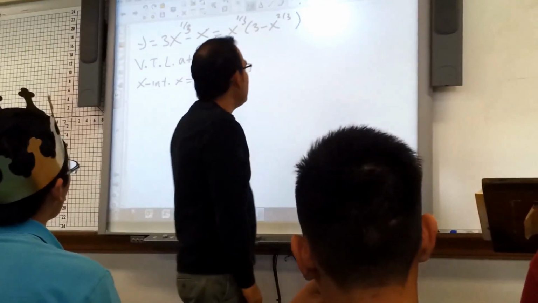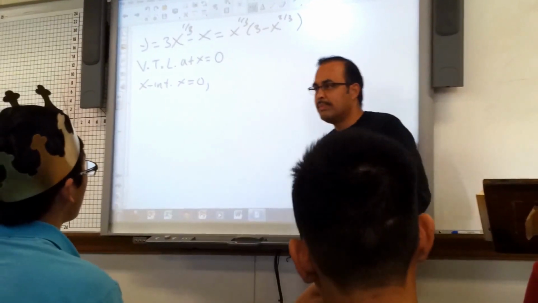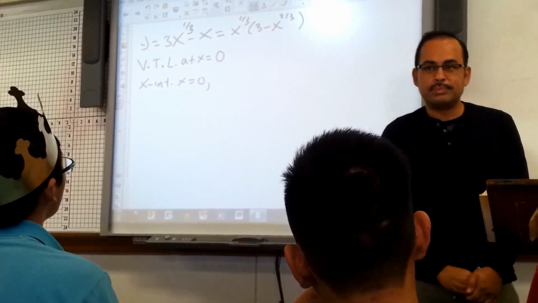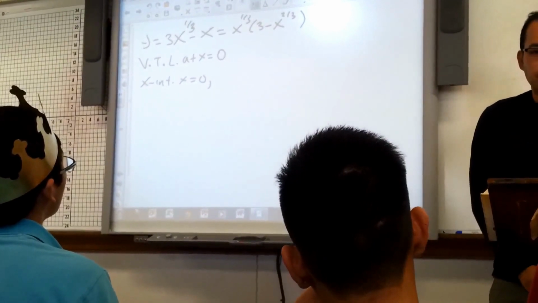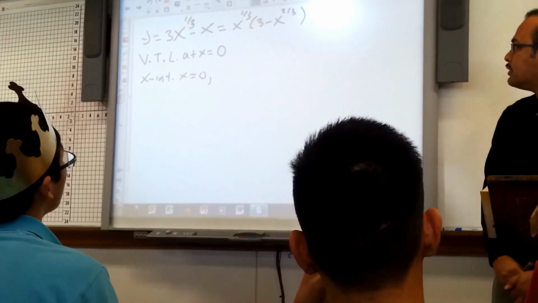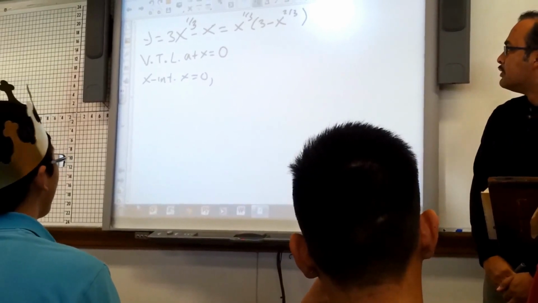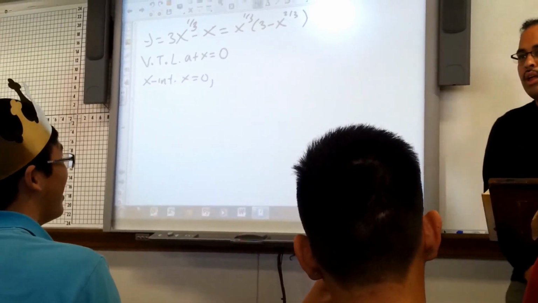Hey, is this your book? Oh, I really like this one. How many x-intercepts do we have? I don't know where her stuff is. There's 3.